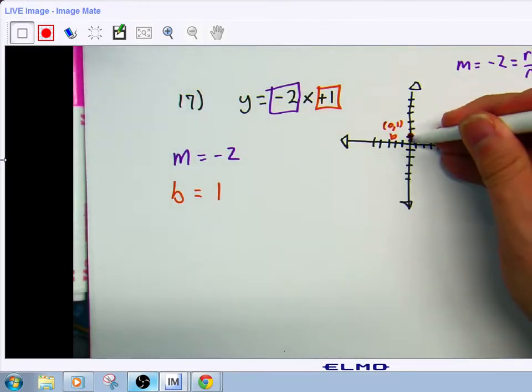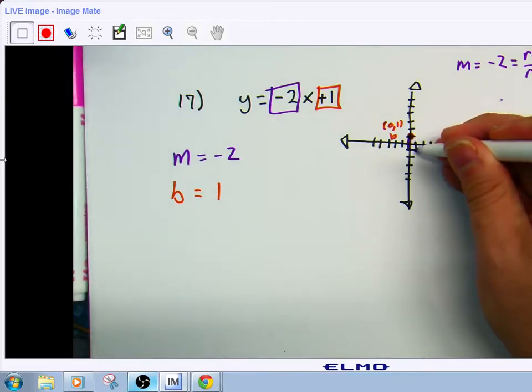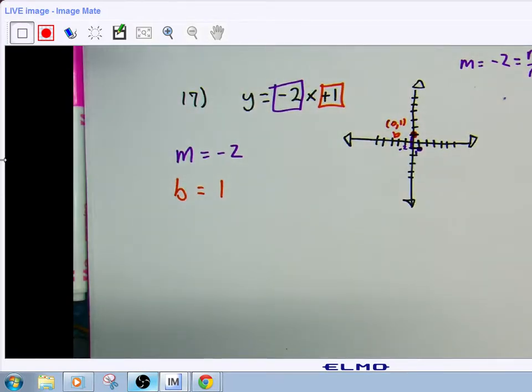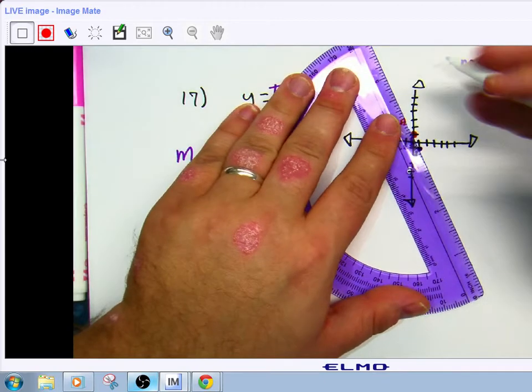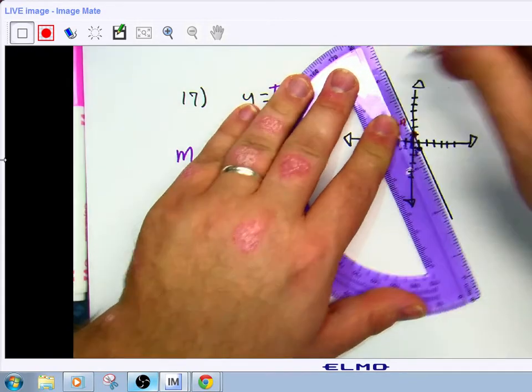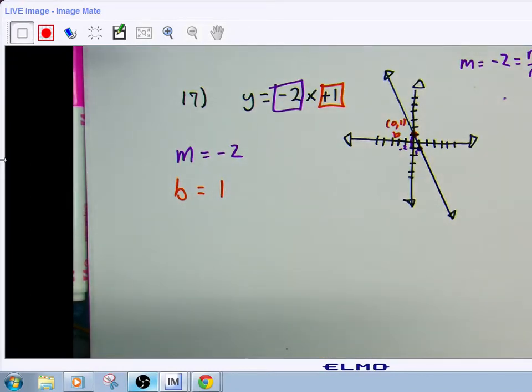I go down 2, 1, 2. I go over 1, and there it is. This was my -2. This was my 1. I have 2 points like this. Connect them, put arrowheads on them to show that they go on forever. And that's my line.